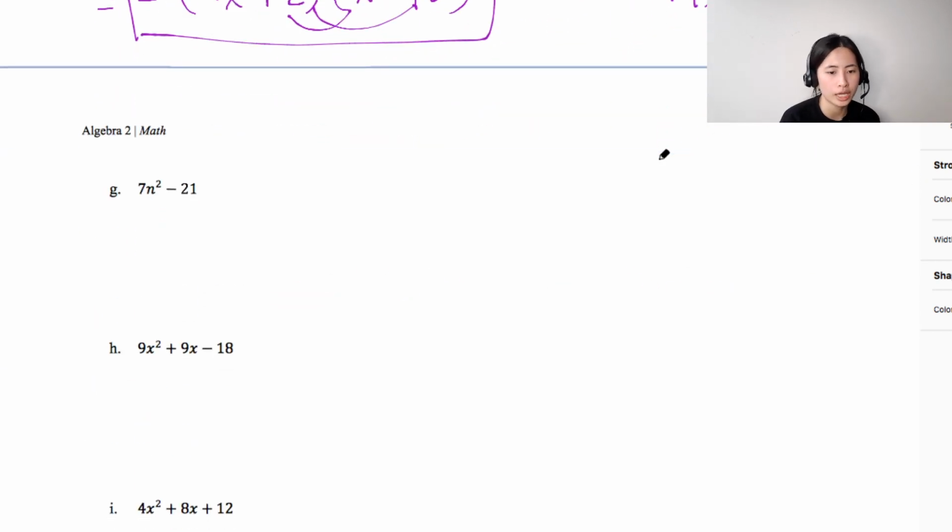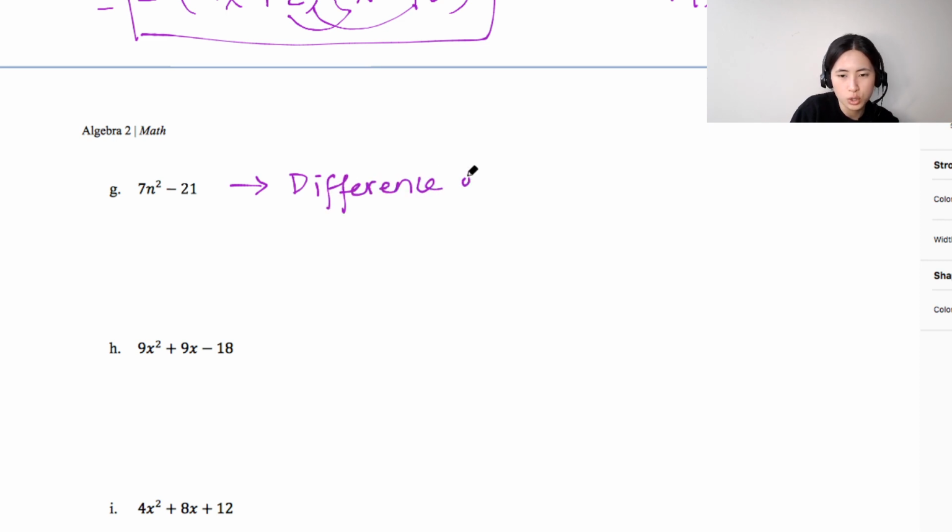Okay, so now we're going to get into perfect squares. Difference of perfect squares. Sorry, difference of two squares, right? So this is a good example of difference of two squares, right? And why is it two squares? You're going to see later on what I mean by that.